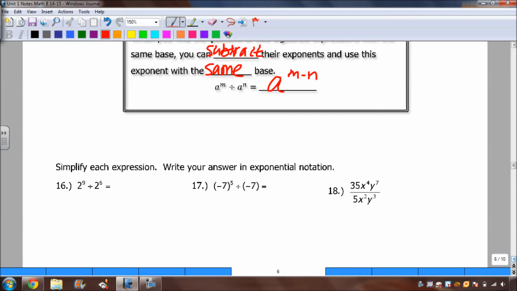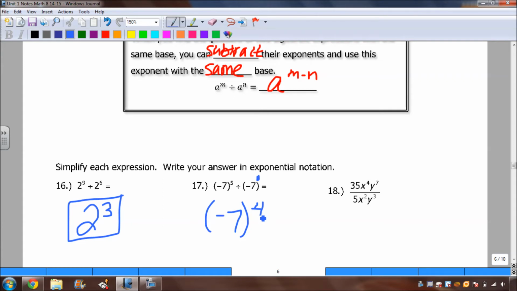2 to the 9th power divided by 2 to the 6th power. Well, all I have to do is subtract my exponents, so I get 2 to the 3rd power. Okay, and then in number 17, remember there's an invisible 1 right here. Since this is division, I'm going to subtract my exponents, so I get negative 7 to the 4th power. Because it's a negative number, you must include parentheses.